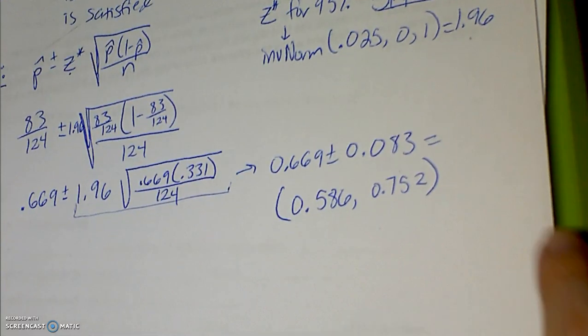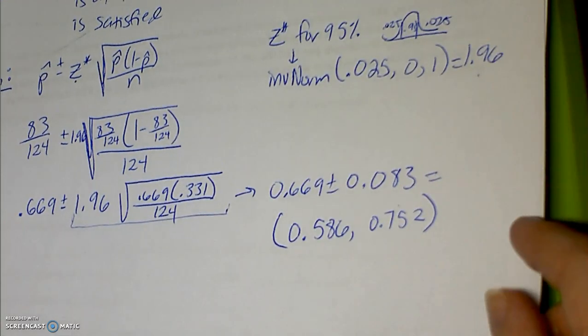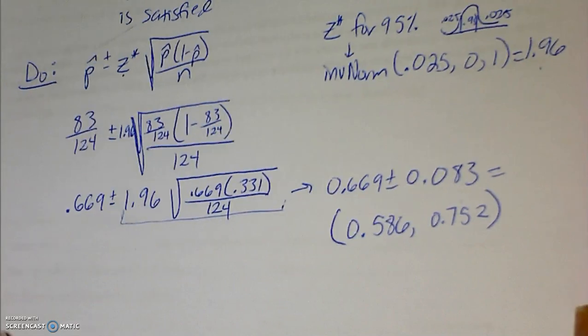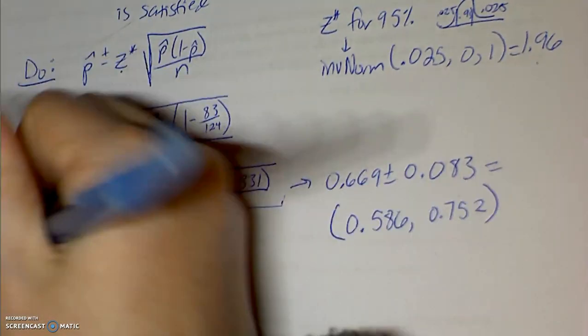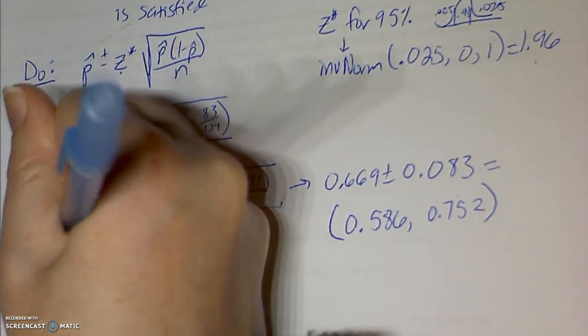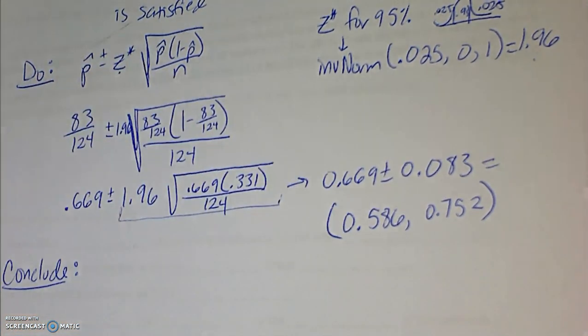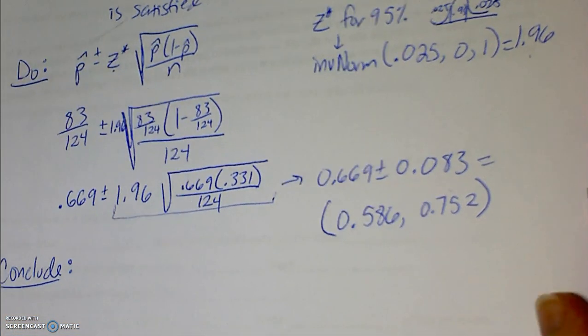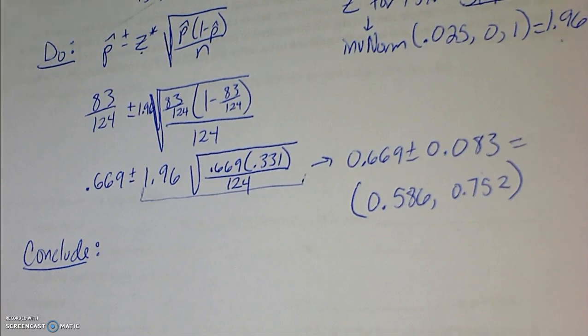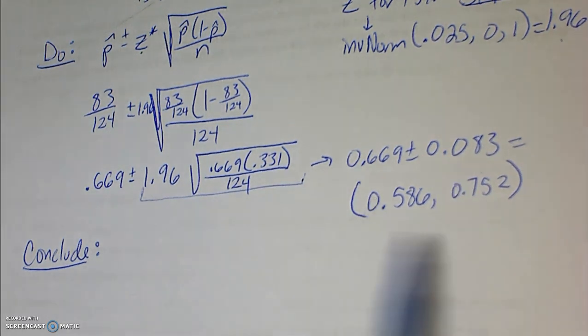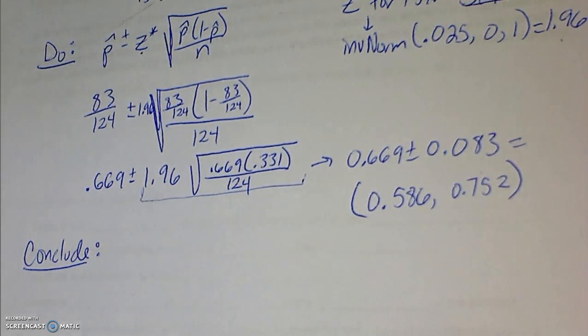So we've done our state, we've done our plan, we've done our do. All that's left is to conclude. And we've been concluding since the first section. So 3 things to include in the conclude section. You need to talk about the confidence level. You need to mention the interval that you calculated. And then also use the context of the problem.